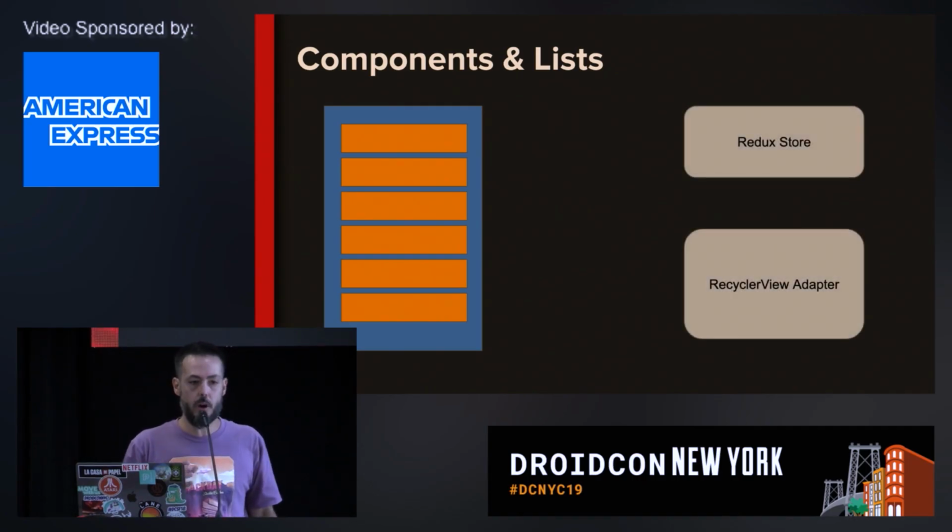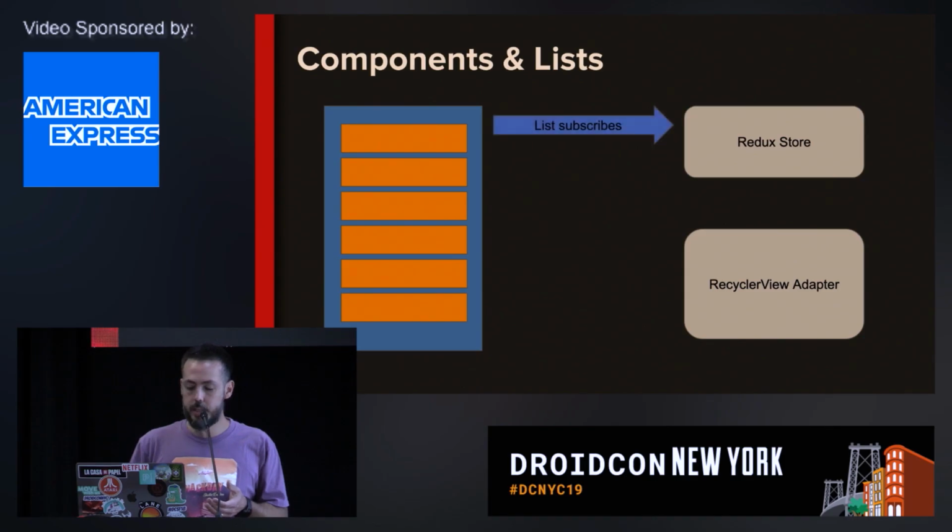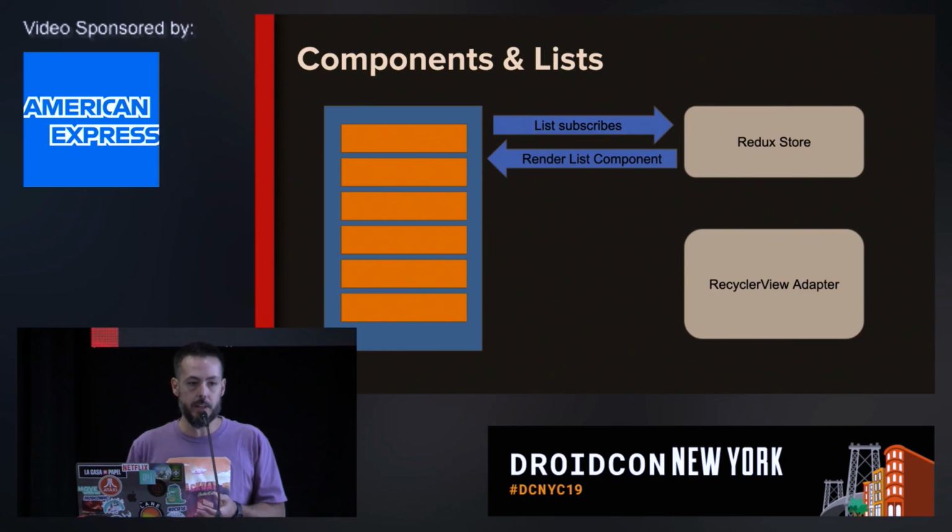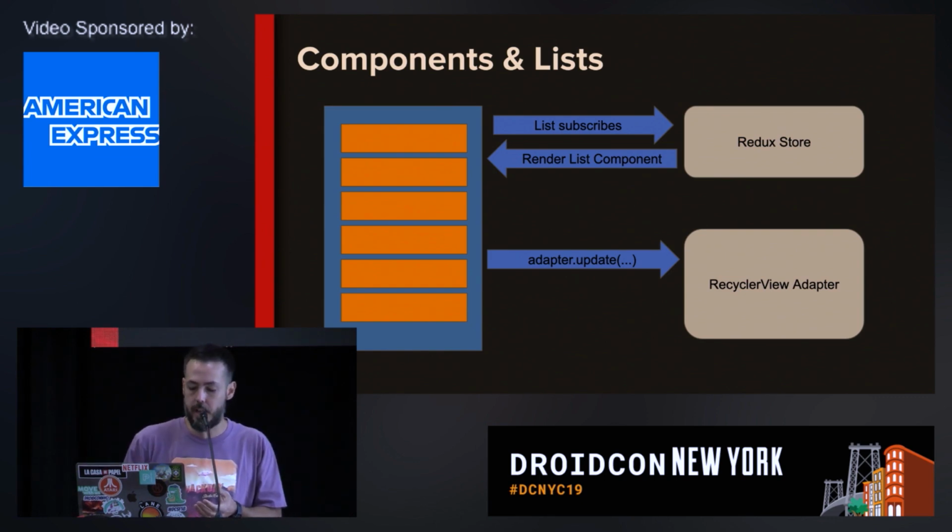We have the Redux store that will have the state, and we have a recycle view adapter that we need in order to implement an Android recycle view. The way that it works is the component list will subscribe to the store. When the state changes, we are going to render the component list. And then we call our adapter.update to change the data sets that we have if the data has changed from that state.